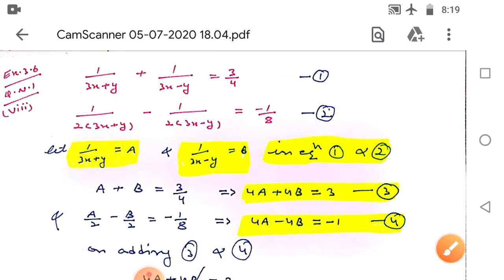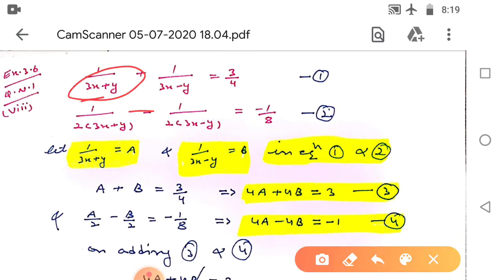Clear? So here, look at this. This is 3x plus y here. This is also 3x plus y. Here 3x minus y. This is also 3x minus y here. So it's easy for us to take 1 upon 3x plus y is equal to a and 1 upon 3x minus y is equal to b, and putting these values in equation number 1 and 2, right? As 1 upon 3x plus y is equal to a in equation 1 and 1 upon 3x minus y is equal to b in equation 1.